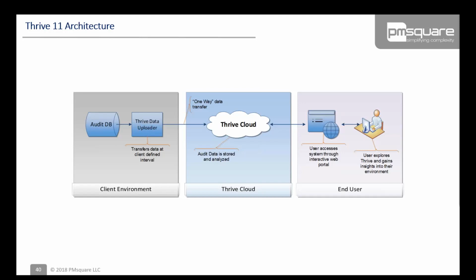And here's just a brief look at what's going on in the back end, how this all is happening. So you have this Cognos audit database, and then there's a little piece called the Thrive data uploader that essentially extracts the data from the audit database and puts it into the Thrive cloud, where that data is stored and analyzed. And then the user can just go in through an interactive web portal and explore that information to derive those insights.